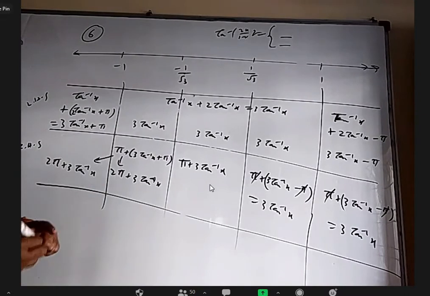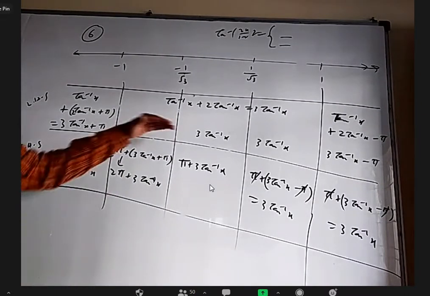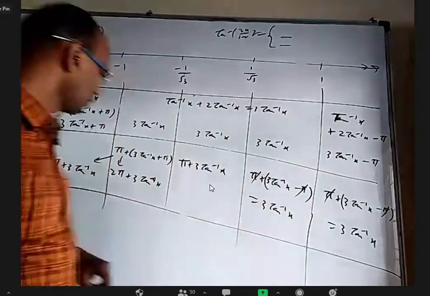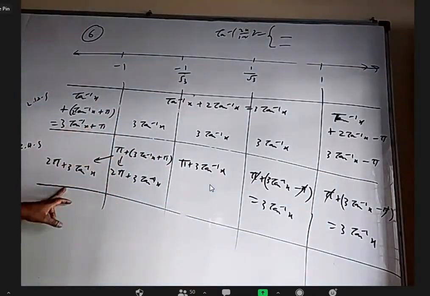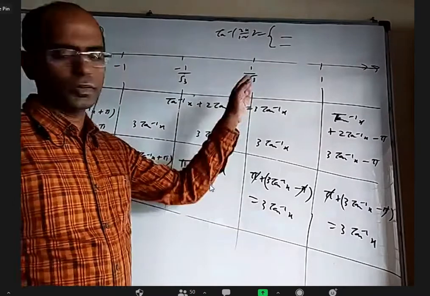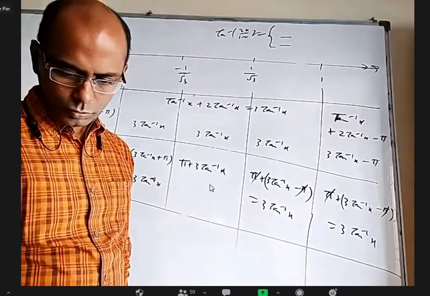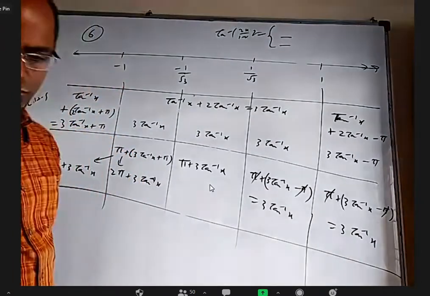Okay. So we found LHS separately, RHS separately. Here LHS and RHS are not equal. Here they are equal. Here also they are not equal. Here they're not equal, here they're not equal. So the only place they're equal is between 1 by root 3 and 1. Okay. So option B. Is it okay, sixth one?